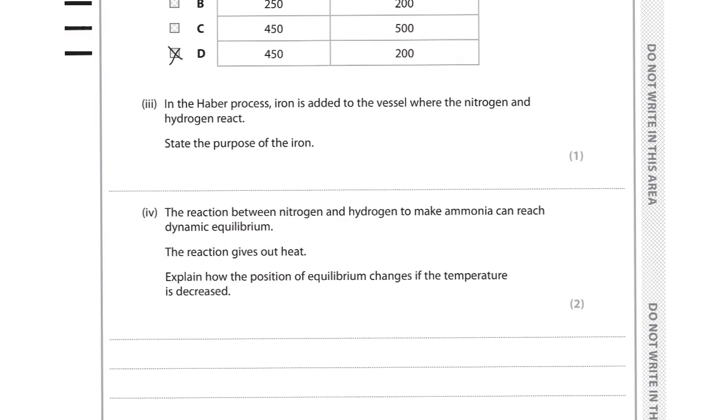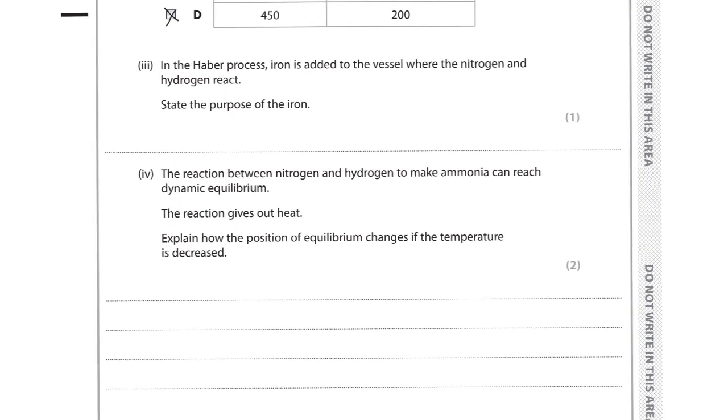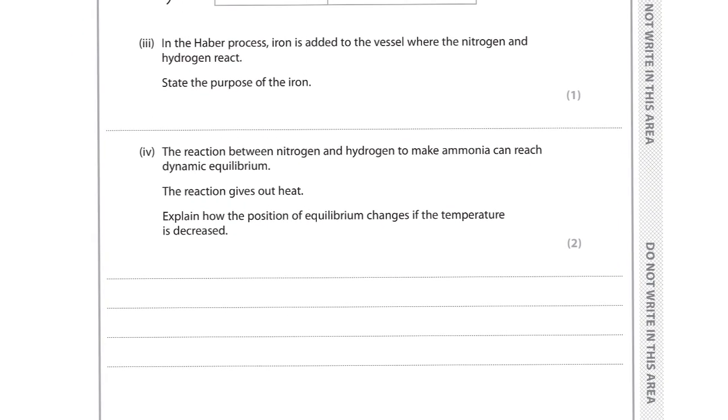Now, the last 2 parts. Part 3 says, in the Haber process, iron is added to the vessel where the nitrogen and hydrogen react. State the purpose of iron. Iron is a catalyst, so all you needed to write down was catalyst. And if you put down that it lowered the activation energy, then you also got the mark. But the easiest way to get the mark was to write down it's a catalyst.